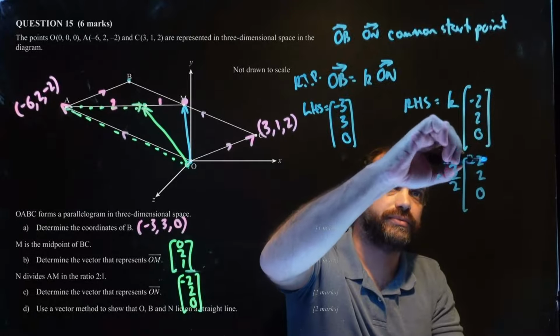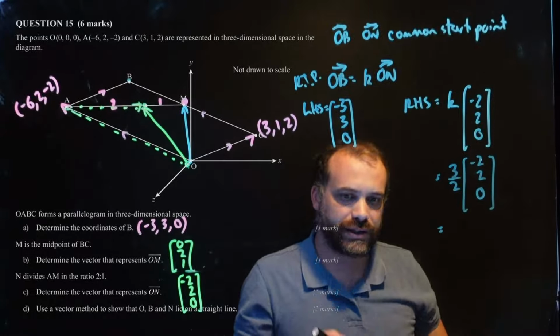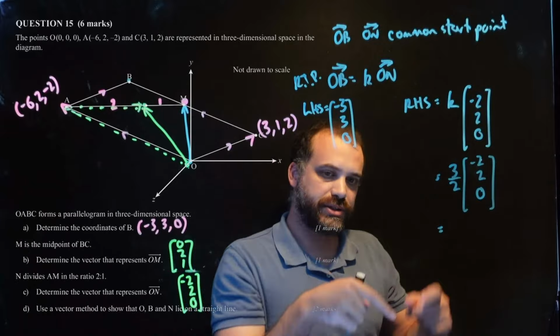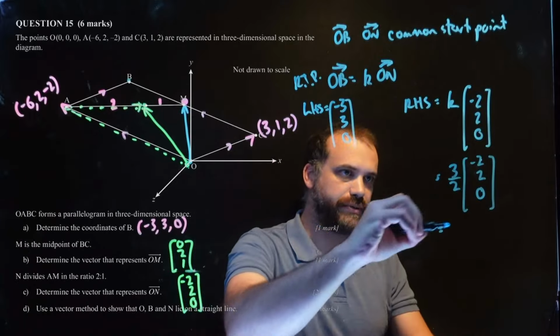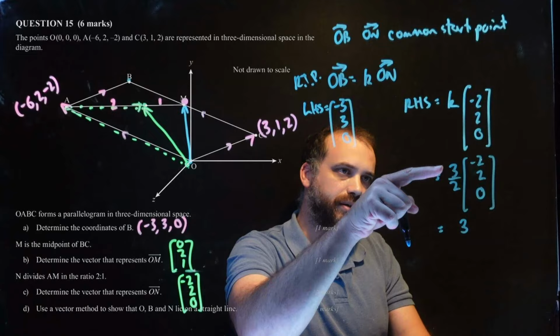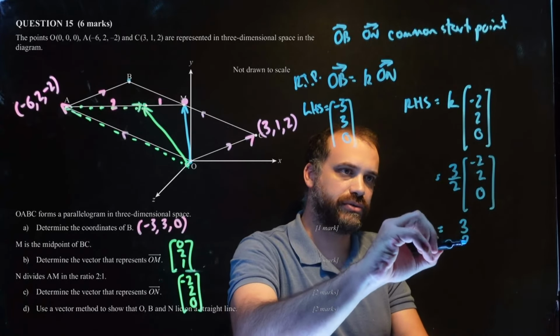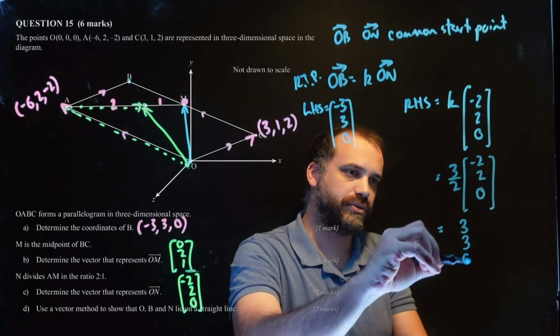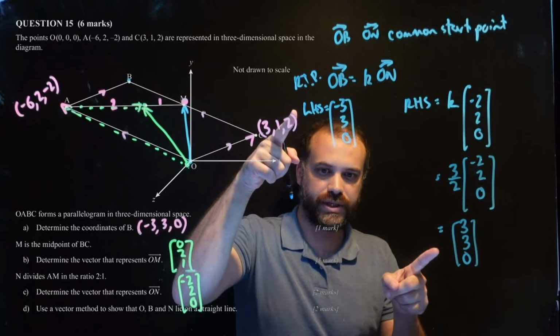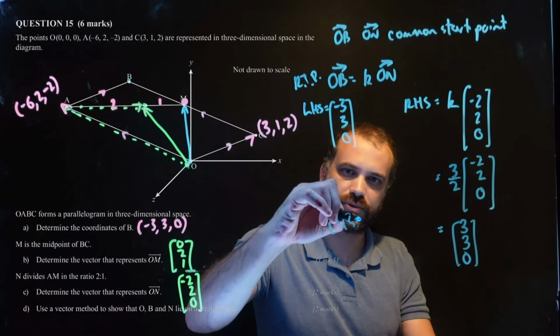negative 2, 2, 0, let's see what we get. We get negative 6 divided by 2, which is negative 3. We get 6 over 2, which is 3. And we get 3 over 2 times 0, which is 0. Done. The left-hand side equals the right-hand side.